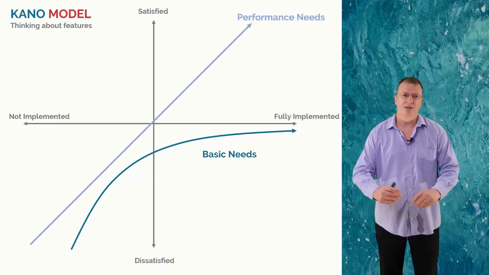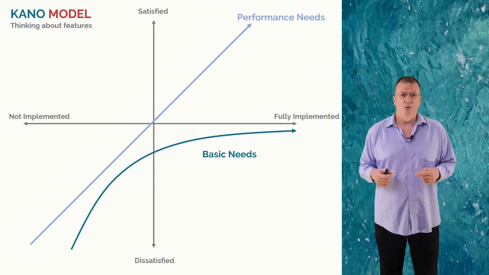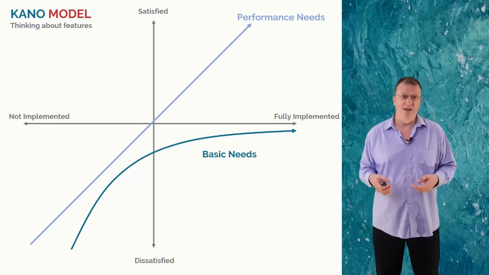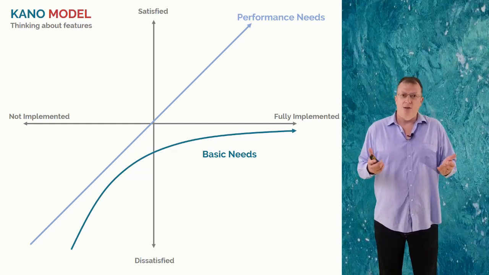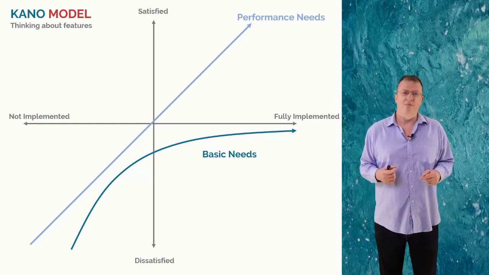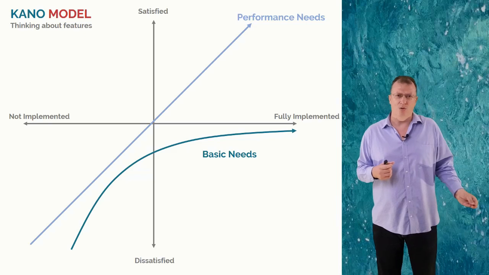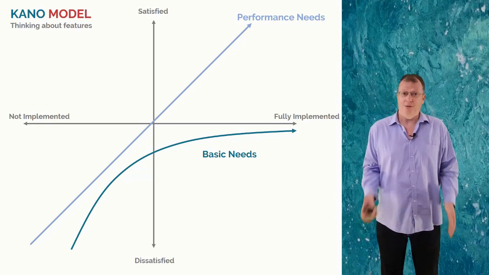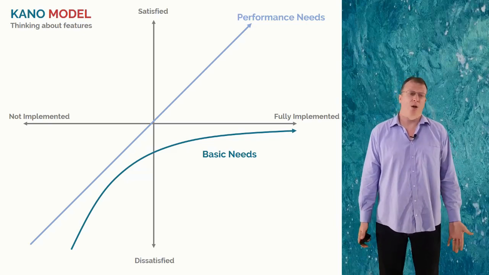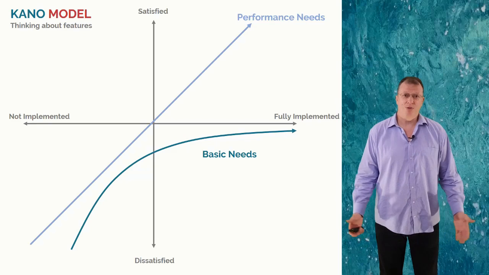Then we have linear needs. These are the ones where if you put in more, customers are happier. And if you put in even more, customers are happier. So let's say we look at hotel room size. If the room is extremely small, so the feature is almost not implemented, customers are going to be quite dissatisfied. I don't like sleeping standing up in a closet. I would like to have some space to lie down.